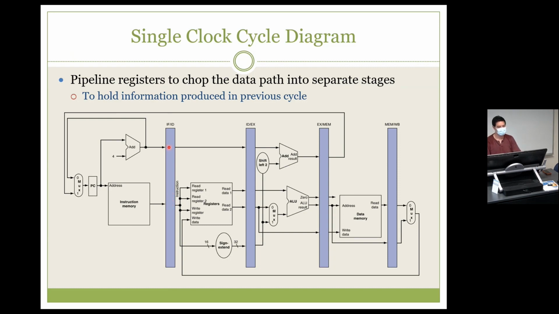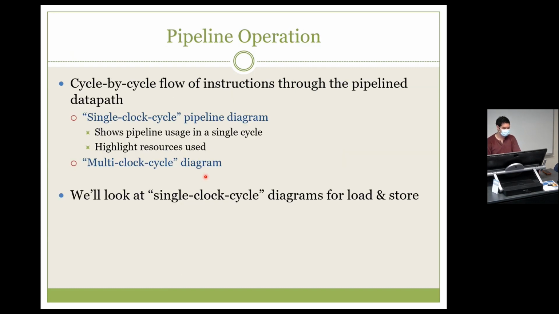Next clock cycle, PC plus 4 was saved into the PC register. So the second instruction can be fetched. And this pipeline register holds PC plus 4, as well as the instruction. So now it can read the registers while this is fetching the next instruction. And then the same thing for the other registers. So we're going to go through some examples of this.